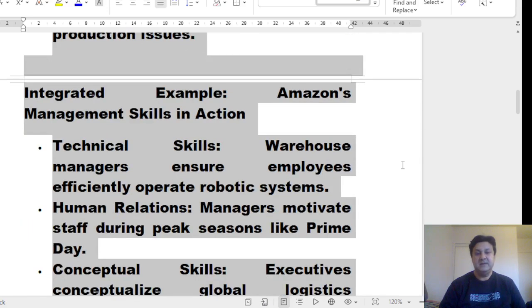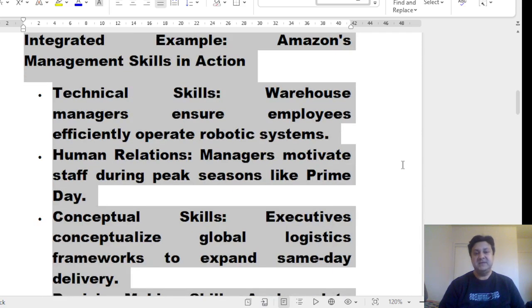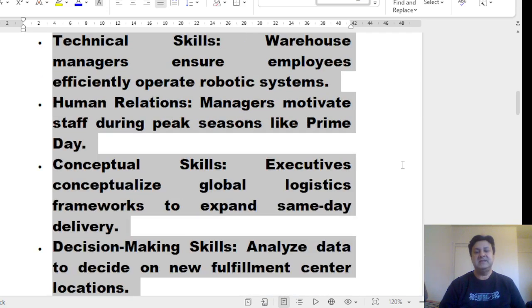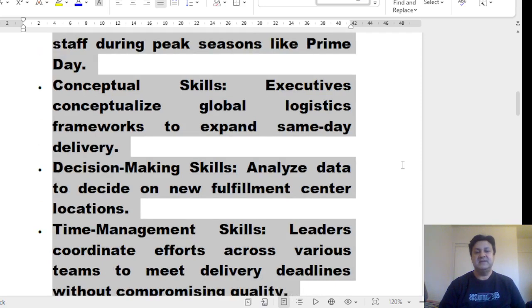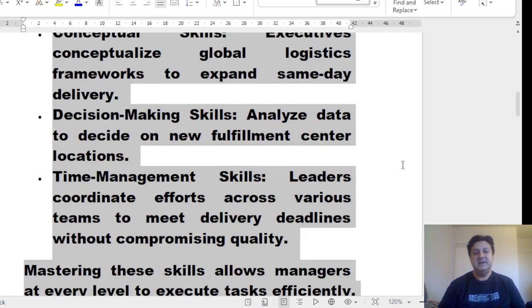For the integrated example, Amazon's management skills in action. Technical skills: warehouse managers ensure employees efficiently operate robotic systems. Human relations: managers motivate staff during peak seasons like Prime Day. Conceptual skills: executives conceptualize global logistics frameworks to expand same day delivery.